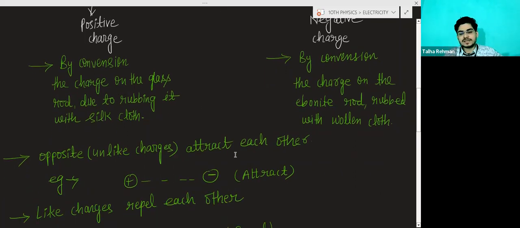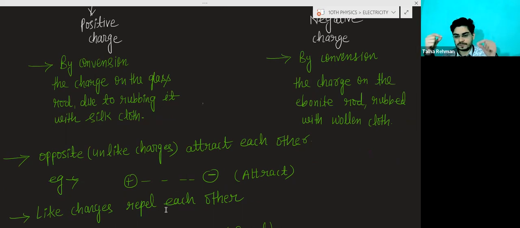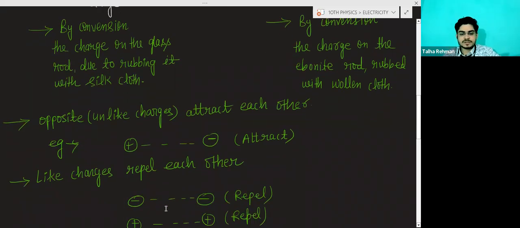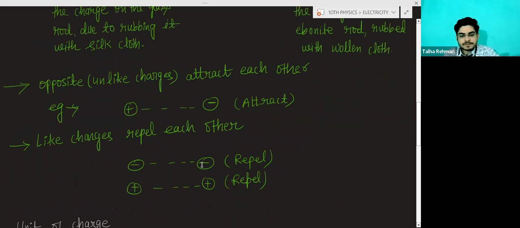Opposite charges, or unlike charges, attract each other. Positive and negative charges attract. We know this very well. And if you take like charges, like positive and positive, or negative and negative, suppose I have two positive charges, they will try to repel each other. The answer to why this happens you will get in 12th class. So negative and negative charges repel, positive and positive charges repel.